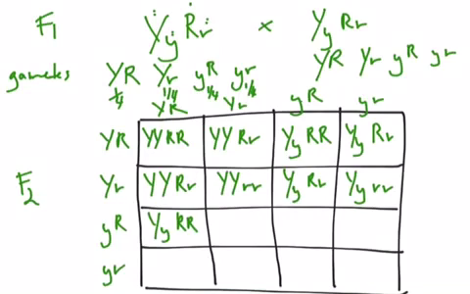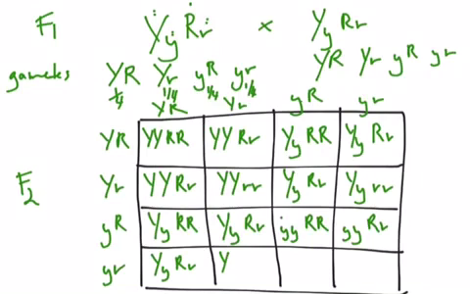You'll notice that I tend to put the dominant allele first. It's just a matter of convention, but it really doesn't matter what order you put them in. So they are the 16 possible genotypes in the F2 offspring.